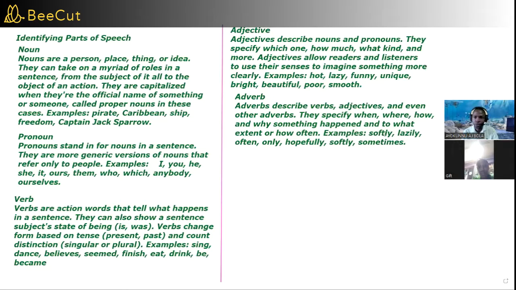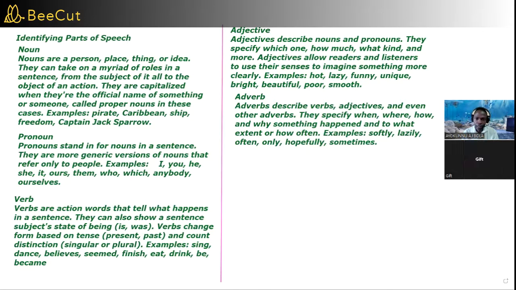Examples of adverb: softly, lazily, often, only, hopefully. Softly has been repeated there, so let me remove the second softly. Talking about how or why things happen or to what degree, to what extent. So that is what adverb does.